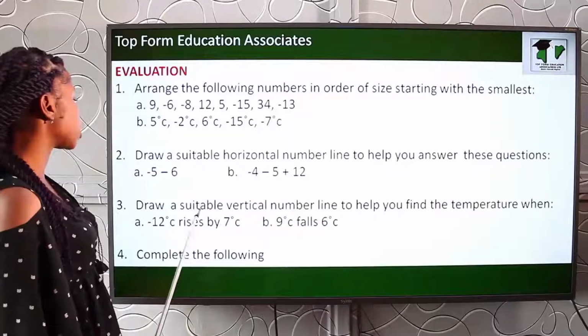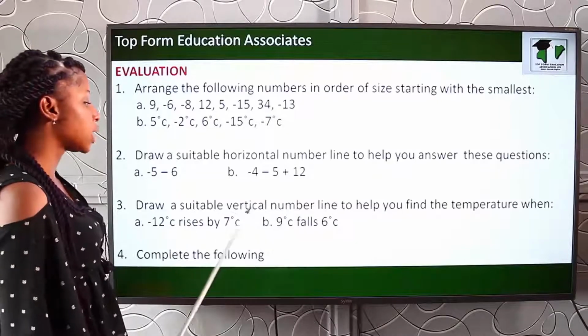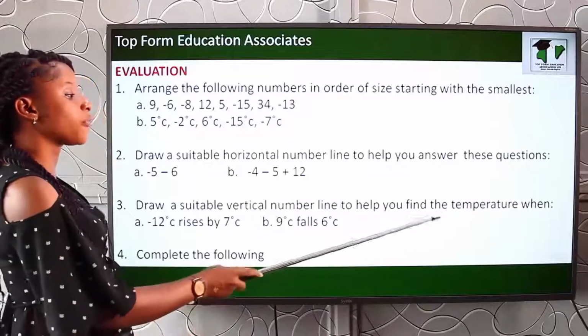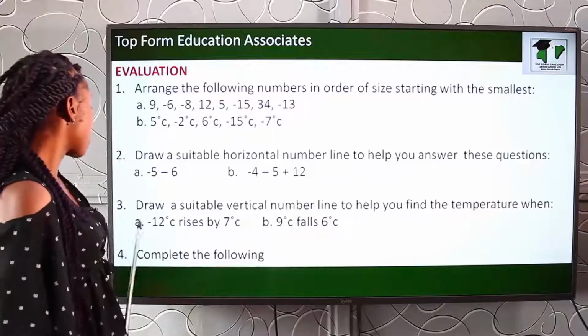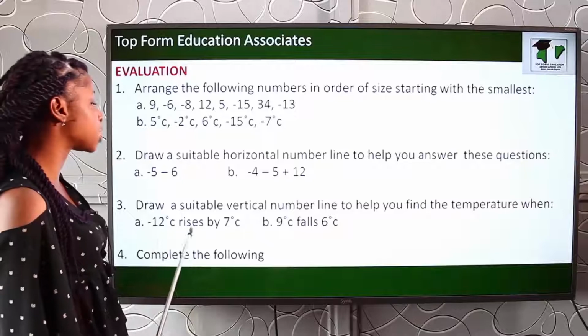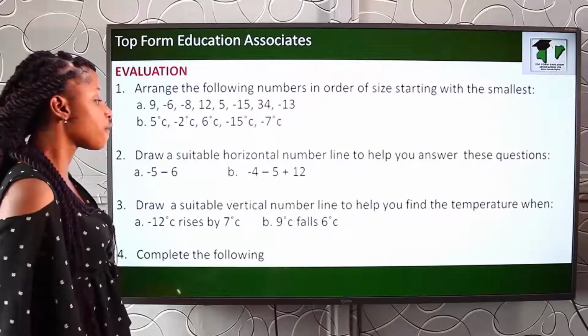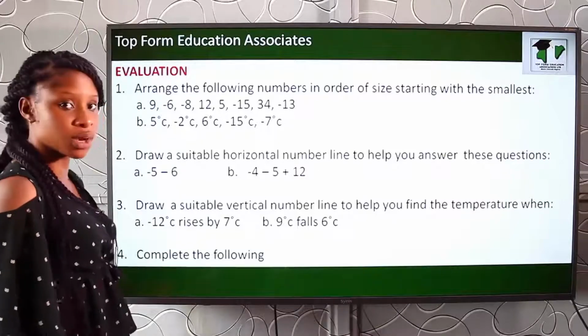Number 3, draw a suitable vertical, emphasis on vertical, number line to help you find the temperature when minus 12 degrees centigrade rises by 7 degrees centigrade and when 9 degrees centigrade falls by 6 degrees centigrade.